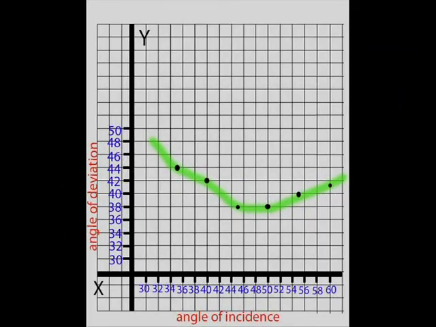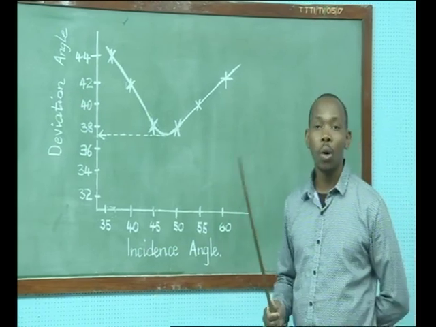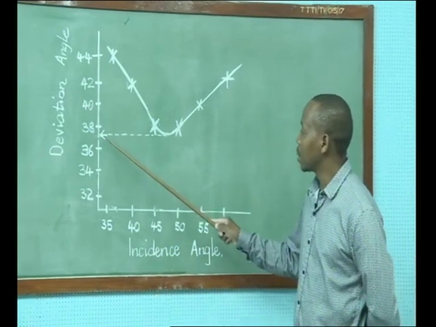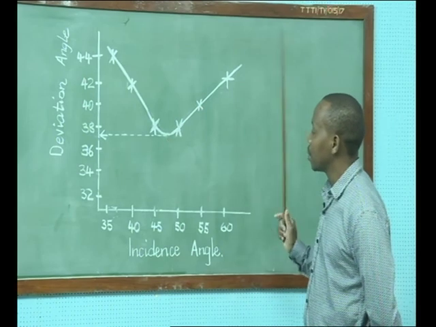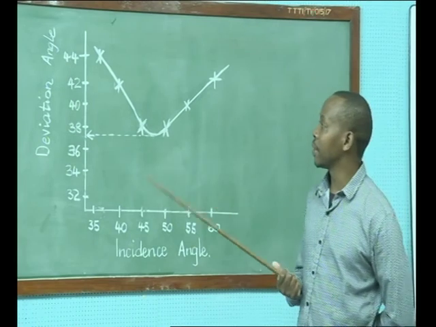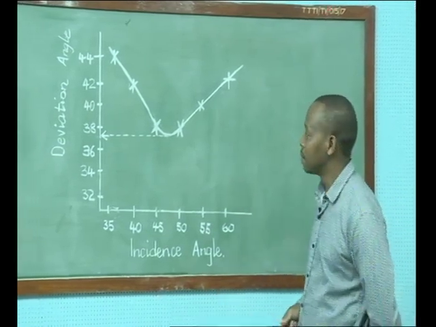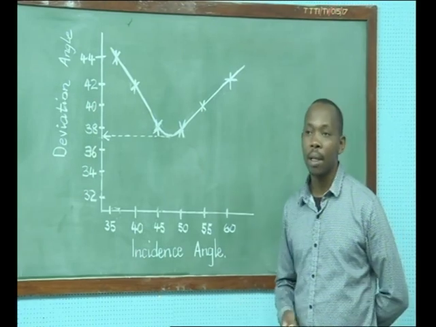Now we're going to plot our graph of angle of deviation against angle of incidence. As you can see from our graph, we have obtained a curve. Then from the curve, we are going to identify the minimum angle of deviation. This is the minimum point. So we take this minimum angle of deviation, which is about 37 degrees, and we are going to use it to calculate the refractive index of the glass prism.